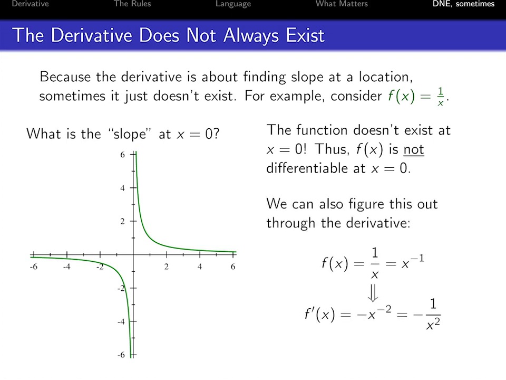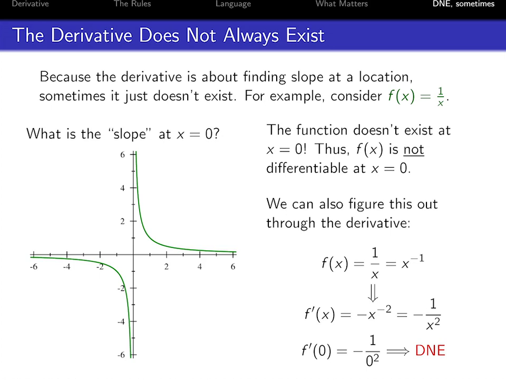We could also see this if we were to work through the derivative, right? We could rewrite f of x as x to the negative 1, which allows us to easily take the derivative. Negative 1 comes down, so we get negative x to the negative 2, which we could rewrite as negative 1 over x squared. So there's our derivative, negative 1 over x squared. But if we were to try to plug in the location of 0, we'd get negative 1 over 0 squared. We're dividing by 0, so it does not exist.